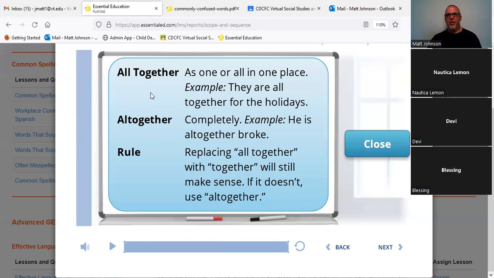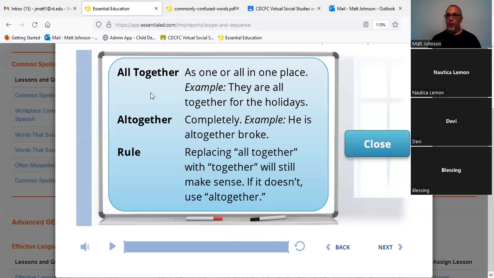Yeah, and see, that's the other thing too. The idea of all together, ALL, the two words, it's kind of unnecessary because most of the time you're sort of adding emphasis when you use it. You could also say they are together for the holidays, right? And you basically have the same meaning. Adding all to that sort of adds emphasis that everybody's in one place together. But you really don't change the meaning by eliminating it.